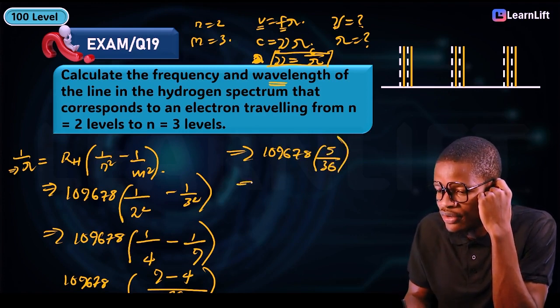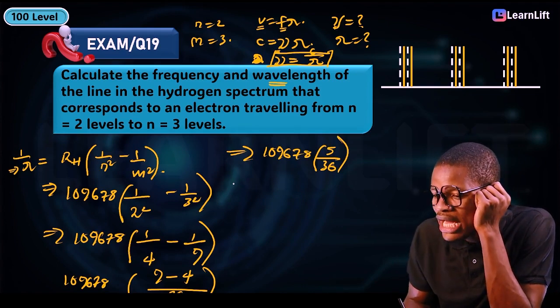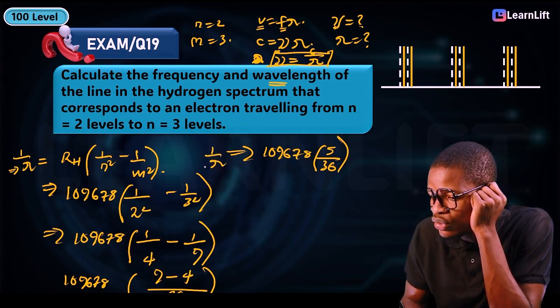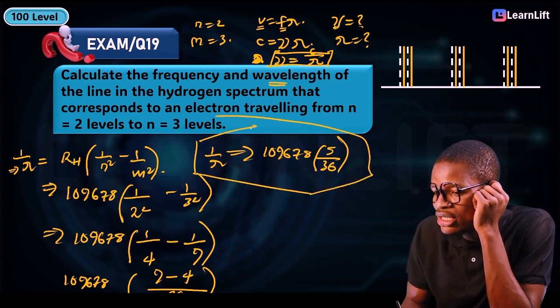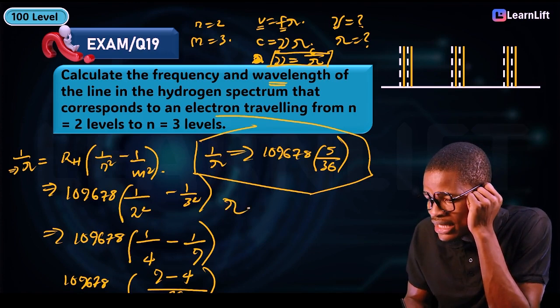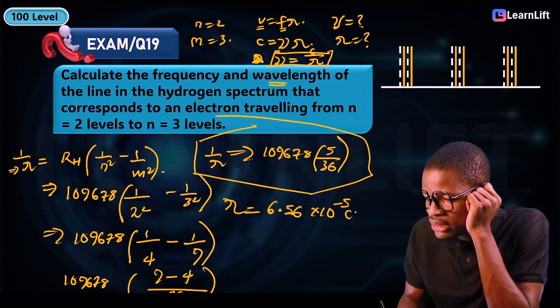When you use your calculator very fast to do this, if you solve the whole of this, just go direct. This is your 1 all over lambda that is going to give you this. If 1 over lambda is giving us this, now just go direct, solve 1 over lambda and convert it to lambda. Lambda is going to give you 6.56 times 10 raised to the power of minus 5 in centimeters.